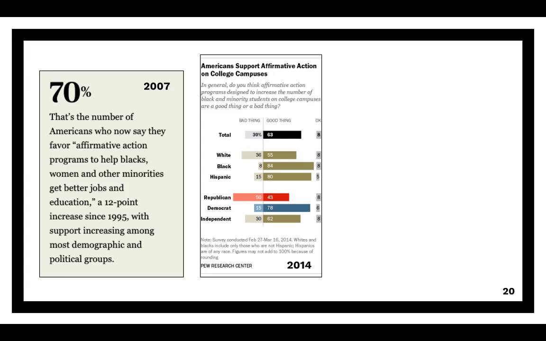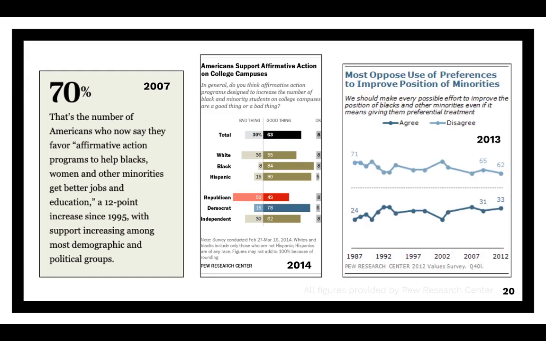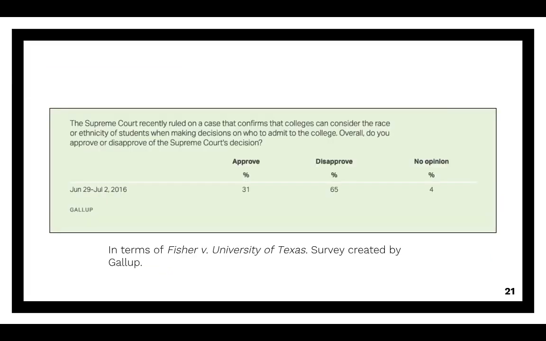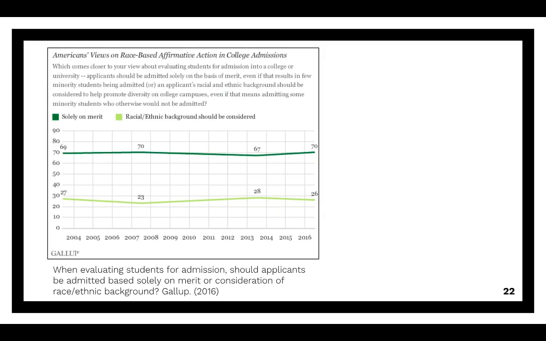But once you dive into the Supreme Court cases, many are opposed. Most opposed use of preferences to improve position of minorities. Meanwhile, in terms of Fisher versus the University of Texas, 65% said that they didn't want college to consider race as a factor for admissions. They didn't approve of the Supreme Court's decision. And recently, this was another poll created by Gallup, which asked, should applicants be admitted based on merit or consideration of race? And 67% said solely on merit rather than accounting race.